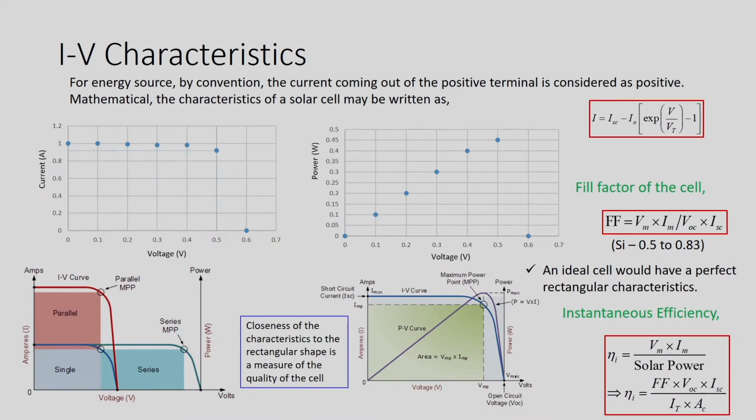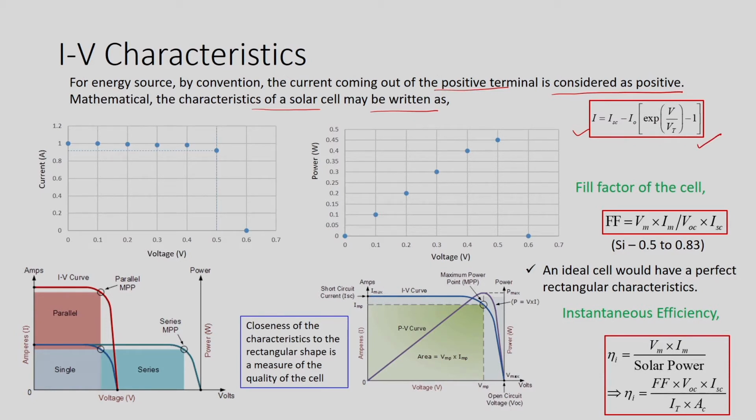Now, let us learn the IV characteristics and the convention we normally use. For an energy source, by convention the current coming out of the positive terminal is considered positive. Mathematically, the characteristics of a solar cell may be written as I is equal to ISC minus I naught exponential V by Vt minus 1. This is the expression we normally use.